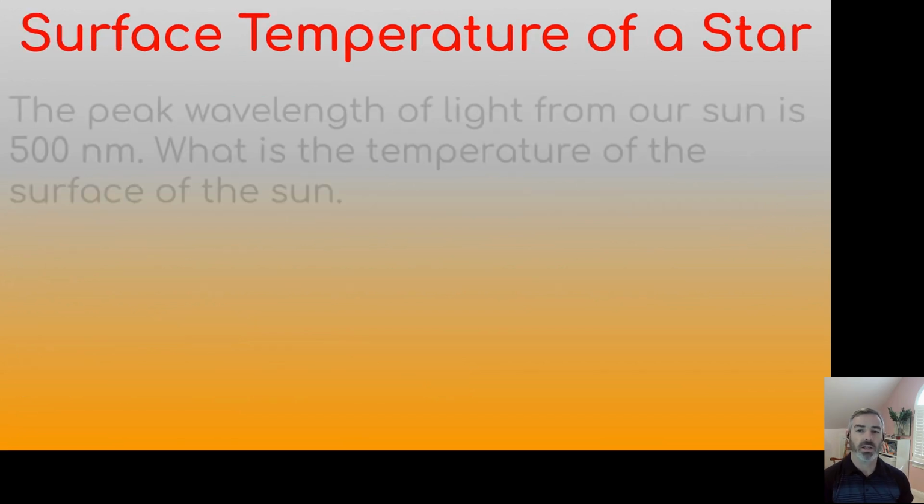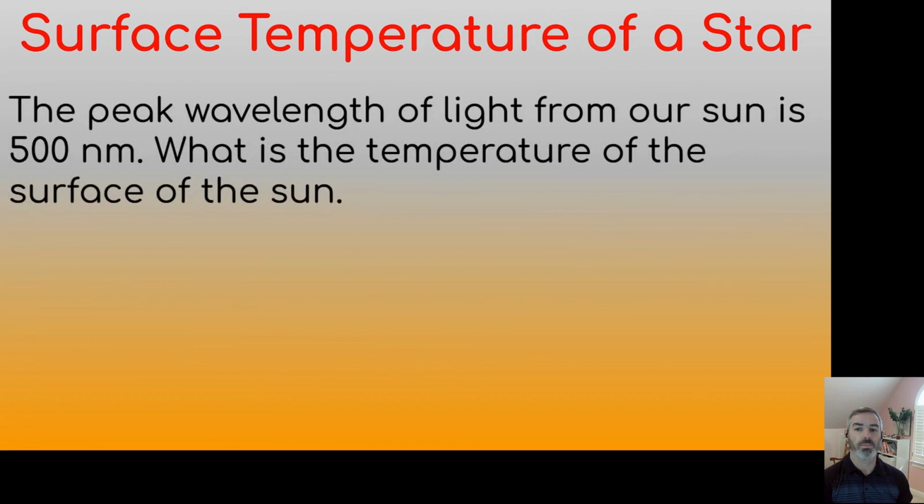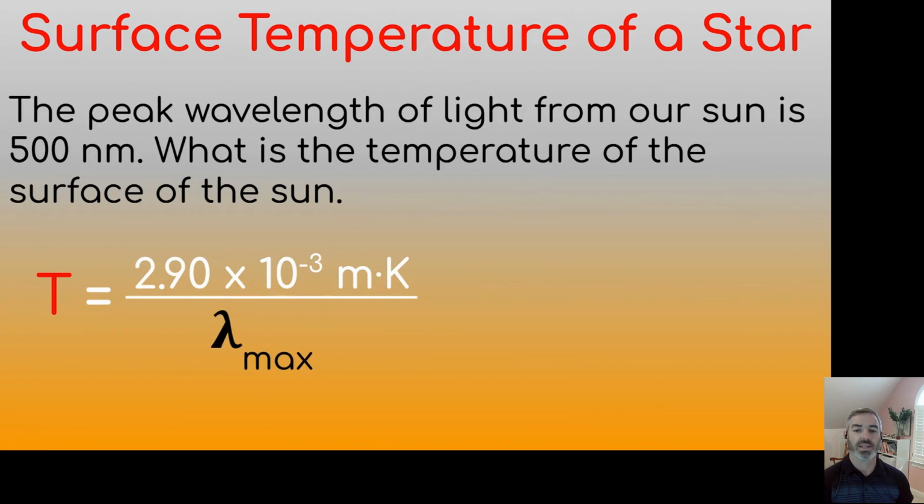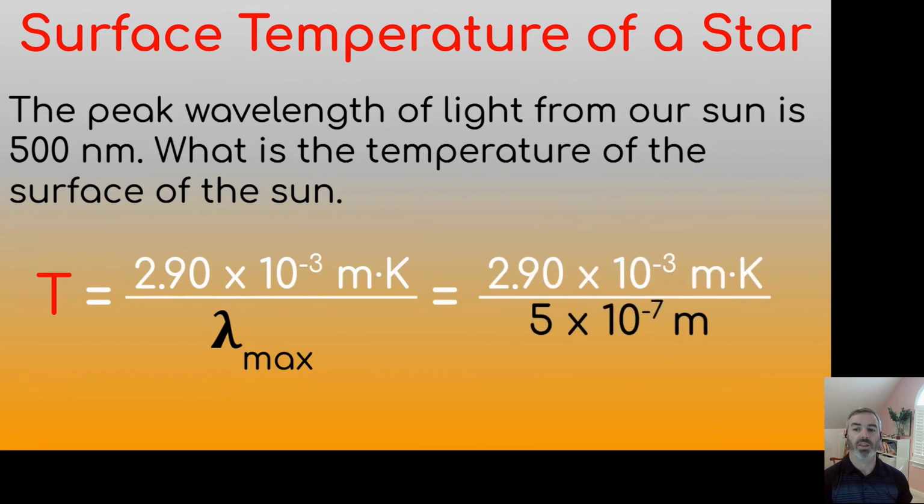Now, this can be used to calculate the surface temperature of a star. So the peak wavelength of light from our sun is 500 nanometers, and we want to know what is the temperature of the surface of the sun. So we can rearrange Wien's displacement law and get that T is equal to 2.9 times 10 to the negative third divided by the maximum wavelength, and that's going to equal 2.9 times 10 to the negative third divided by the wavelength of 5 times 10 to the negative seventh, which gives us a temperature of 5800 Kelvin as the surface temperature of our sun.